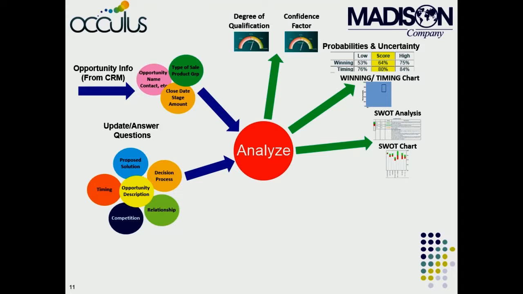But the SWOT analysis will tell you, in the 6 categories, the opportunity description. Have you really described it properly? Is that a strength? Is that a weakness? The decision process. Do you have enough information? Is it a strength, a weakness? Is it a risk?